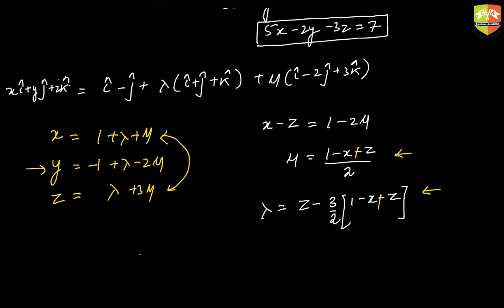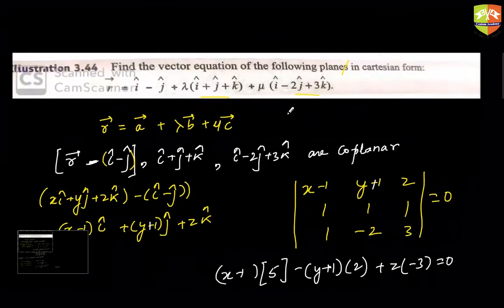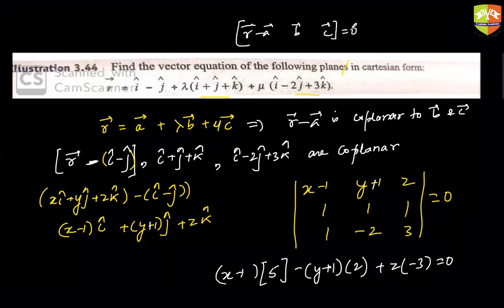Is this clear? So all you need to understand is when you have been given such a scenario, it's as good as saying (r minus a) vector is coplanar to vectors b and c. Okay, so this is another way of expressing [r minus a, b, c] scalar triple product is equal to 0. So this is equivalent to saying r is equal to a plus lambda b plus mu c.